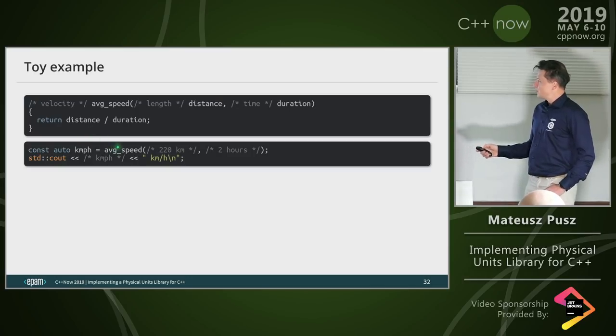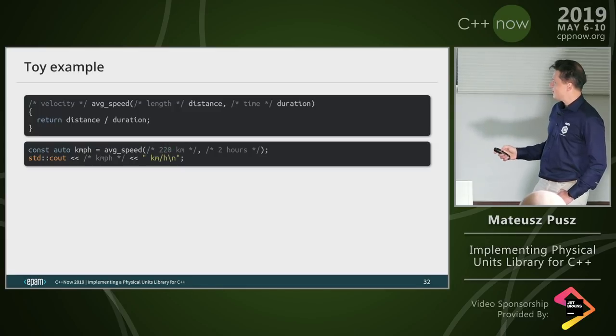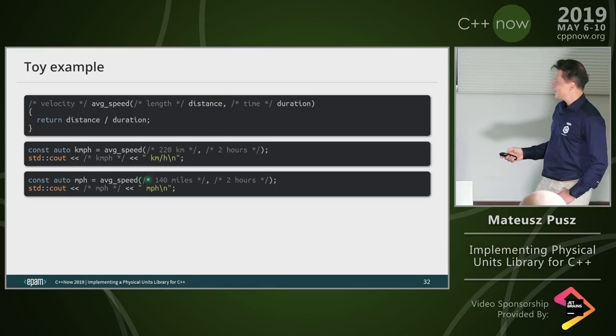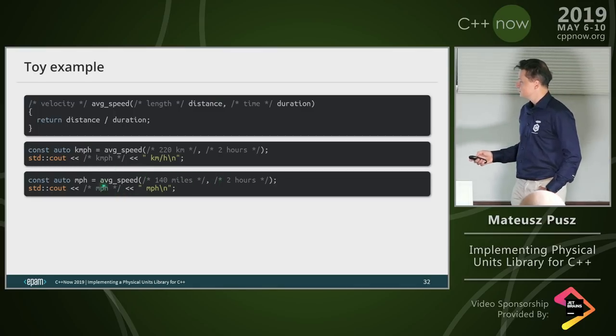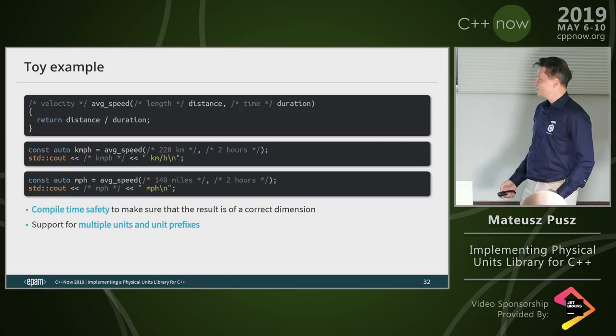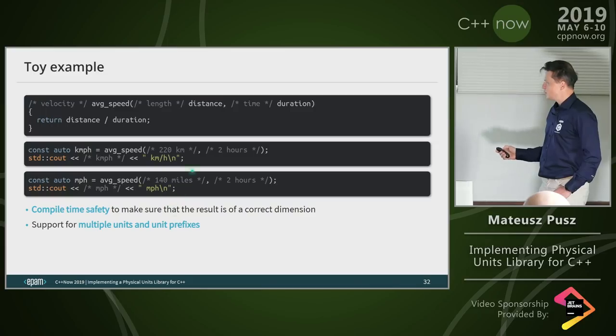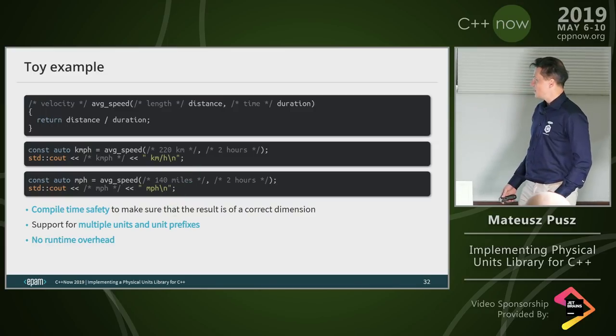I would like to be able to measure this average speed, like providing 220 kilometers and 2 hours and have the result in kilometers per hour. Or I would like to have the same for miles and 2 hours. I expect compile time safety. I expect support for multiple units and unit prefixes, like for those two use cases. No runtime overhead, so it should be as fast as done by hand with doubles.